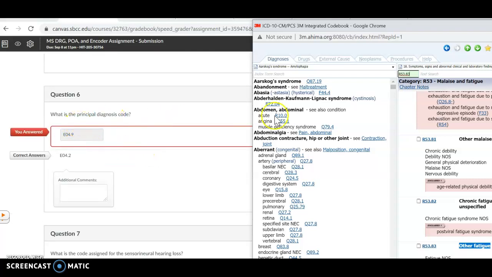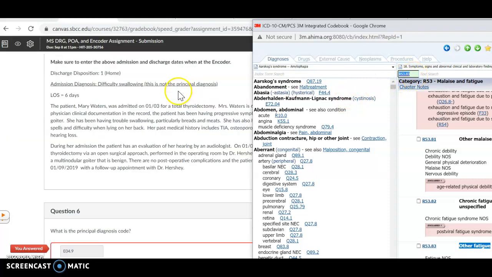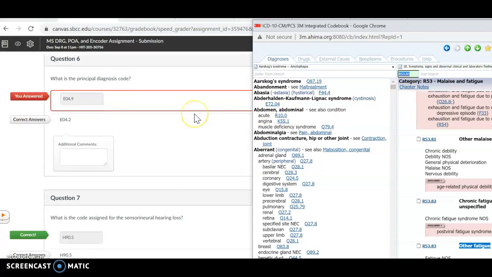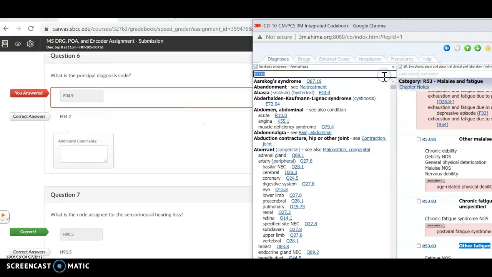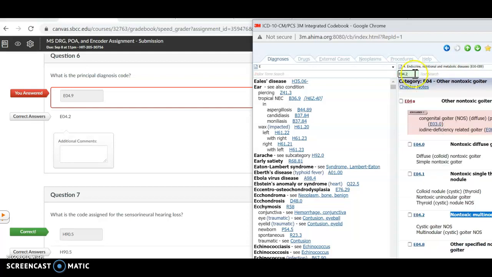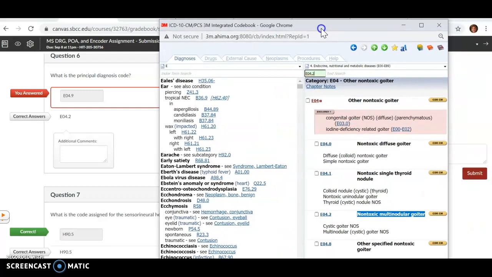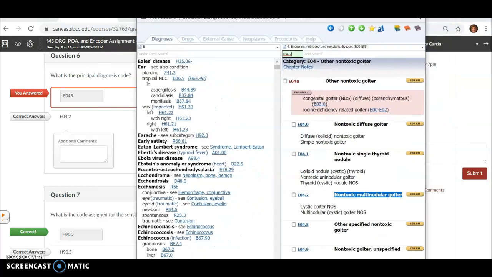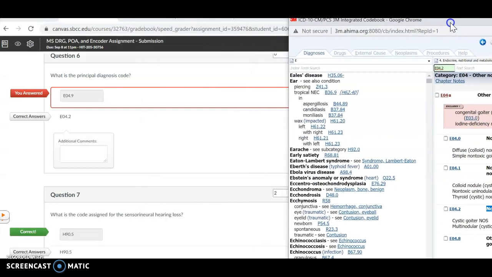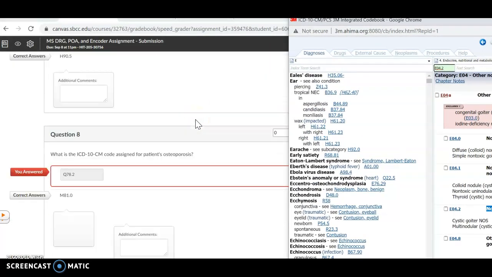With this one, what's the principal diagnosis? This one here, look at what it states. It states multinodular goiter. So if I put in, whoopsie, wrong side here. Okay, right here, non-toxic multi-goiter or nodular goiter. And what you have is non-toxic goiter unspecified. You don't have the multinodular. So that is why we don't want the 0.9.